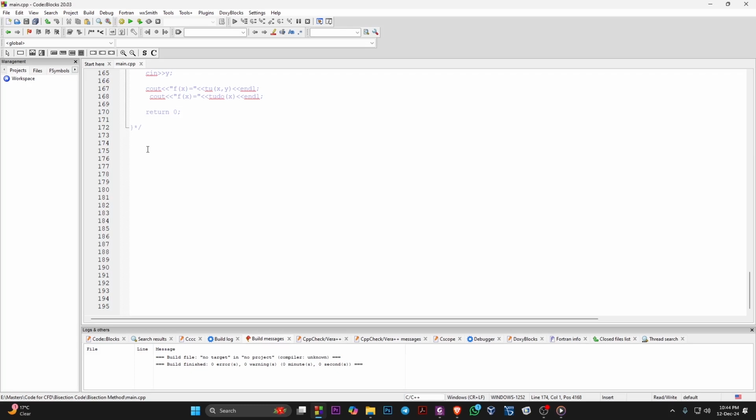Okay, first include conio.h, this is the header file effectively, include iostream, and I want to input the math library.